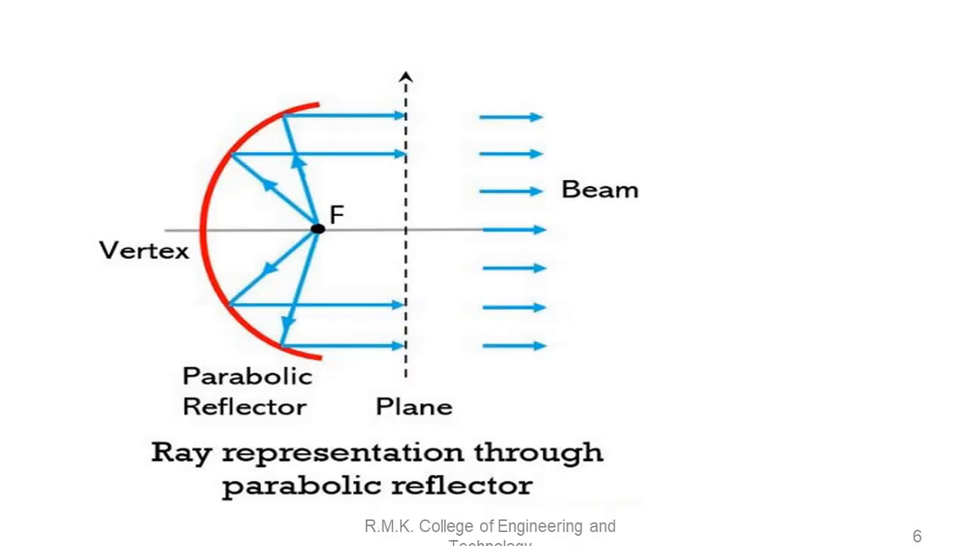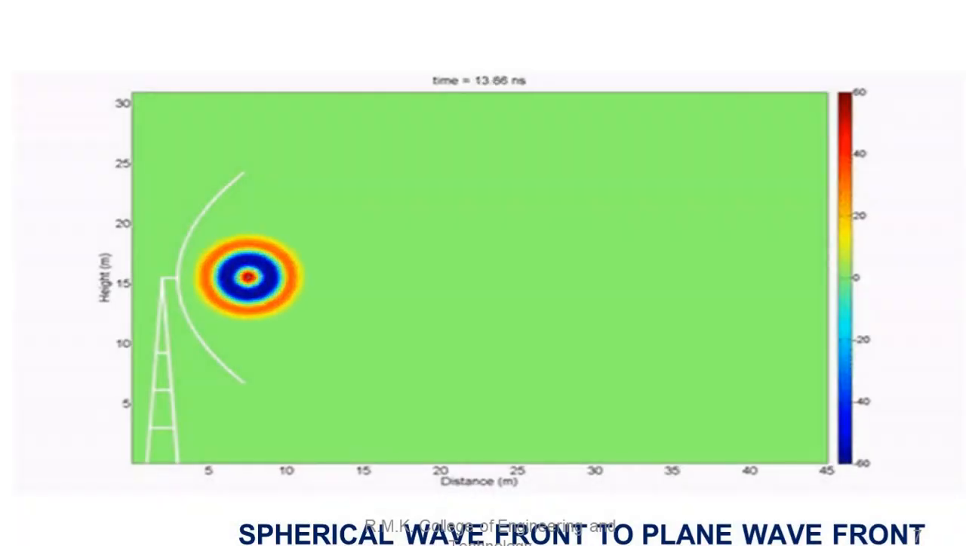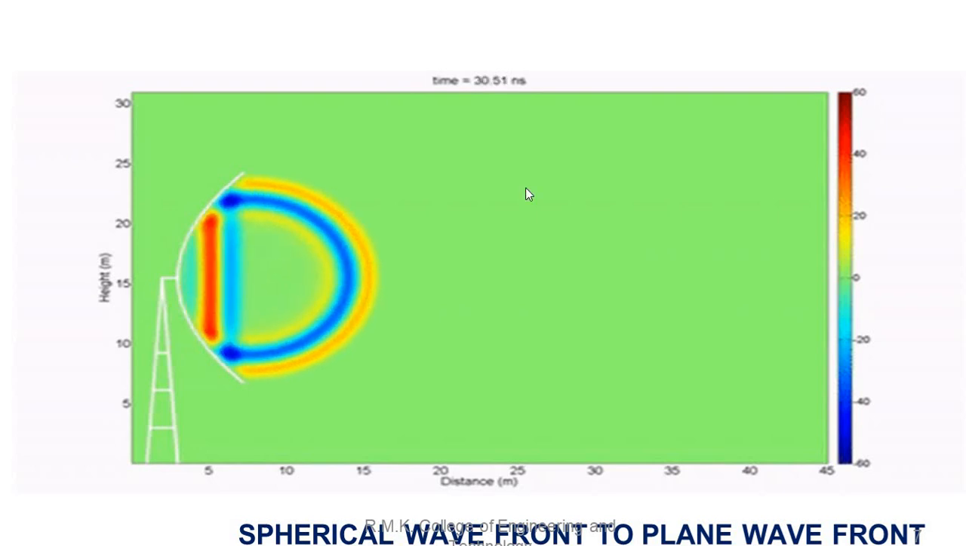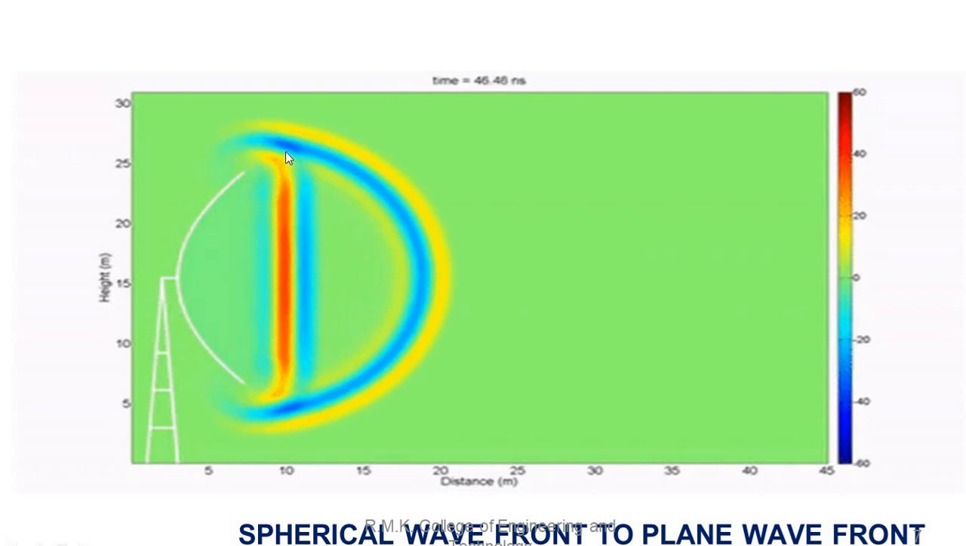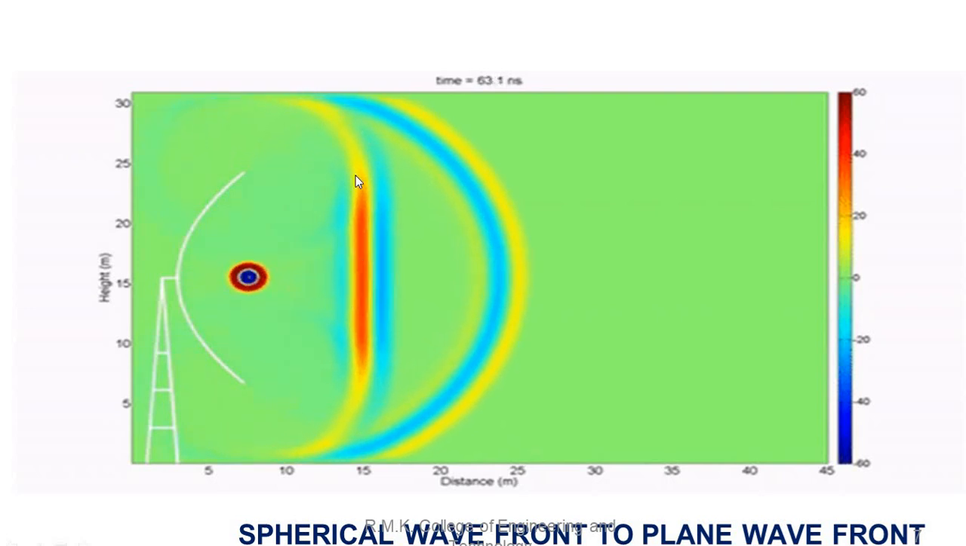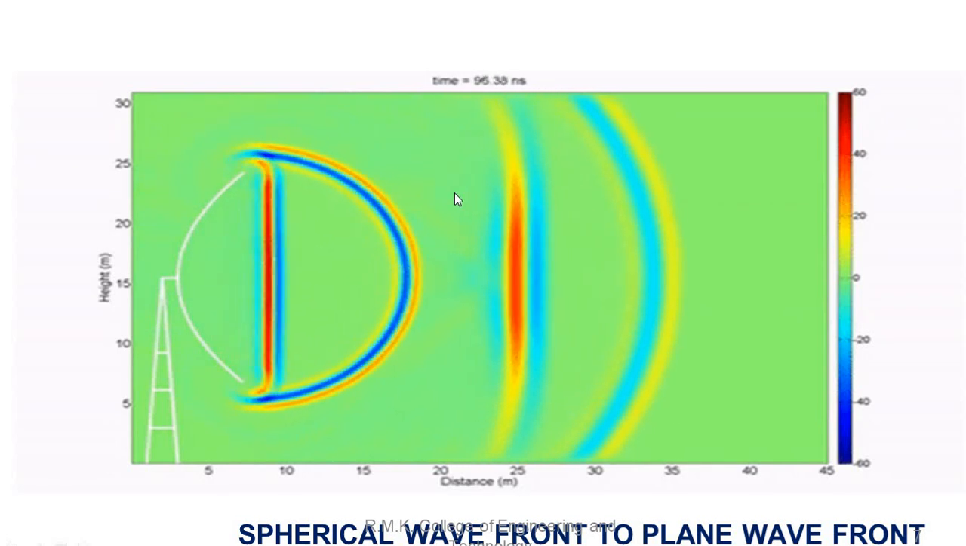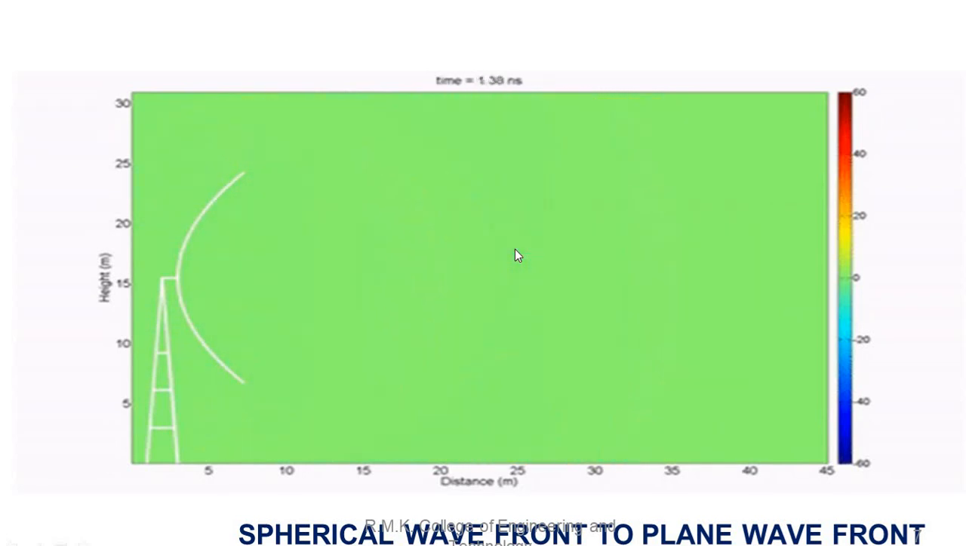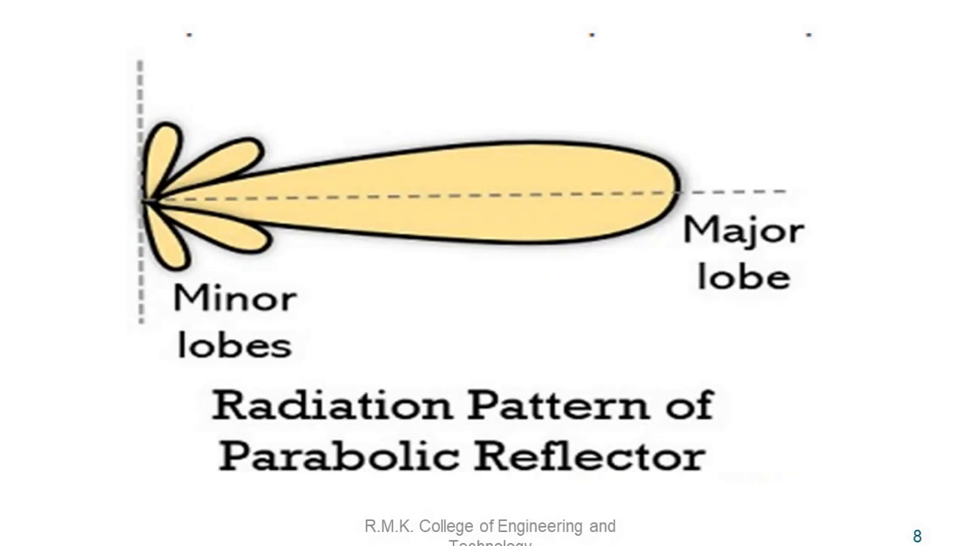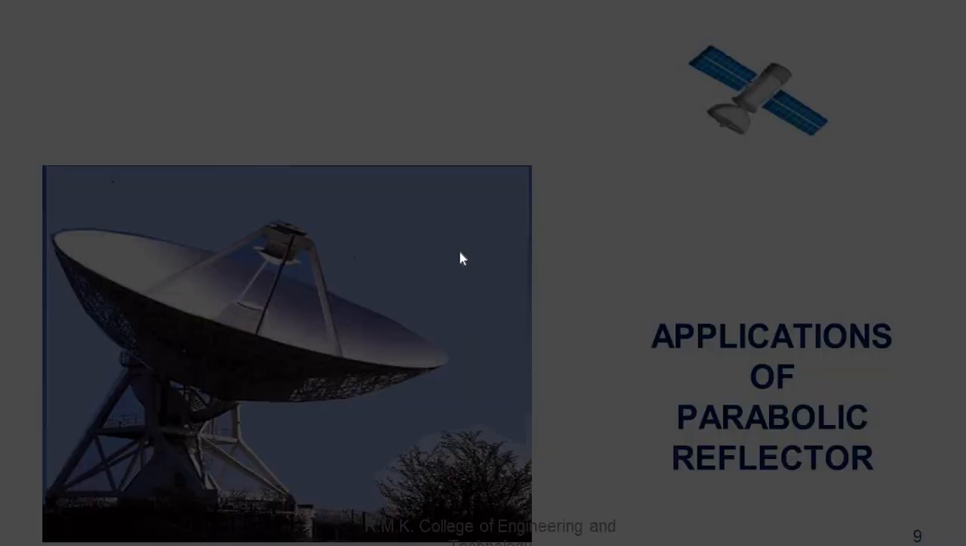So this is the way the signal is transmitted from the feeder, and this is the spherical wavefront to plane wavefront conversion. So this is the spherical wavefront, and towards free space it has become a plane wavefront. So the reflector will convert the spherical wavefront into a plane wavefront in order to transmit along a proper transmission path without any loss. And this is the radiation pattern of a parabolic reflector. It is highly directional, and this is called the major lobe, where the maximum power is concentrated. So parabolic reflectors are mainly used for highly directional antennas.